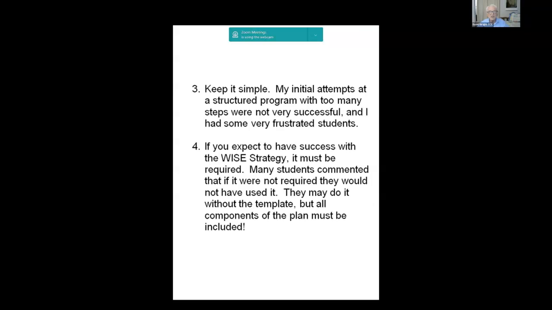If you expect the Y strategy, it must be required. Many students, if they were not required to use it, would not have used it. They may do it without a template, but all the components of the plan must be in there. I feel like I just ran a race.